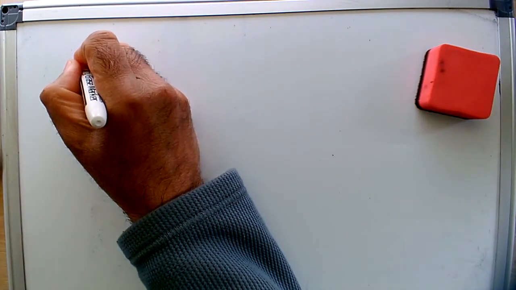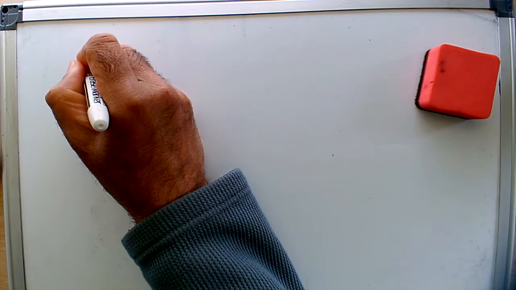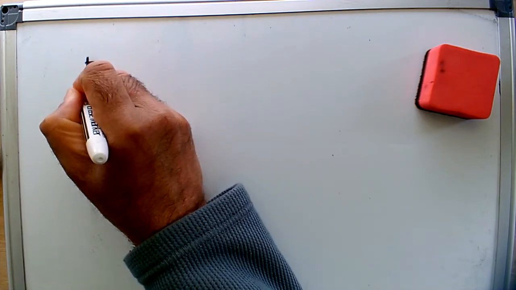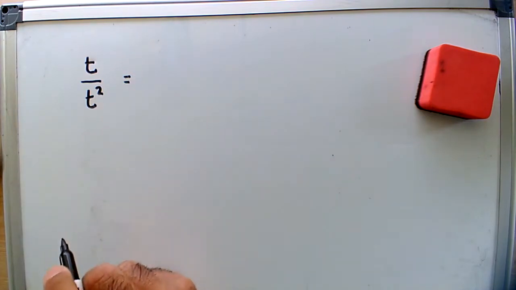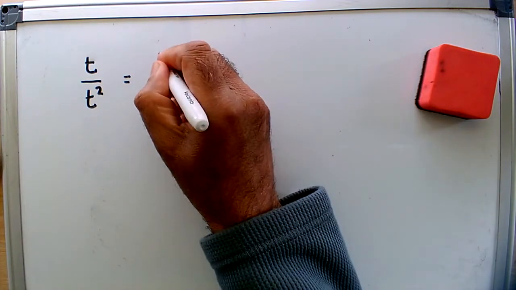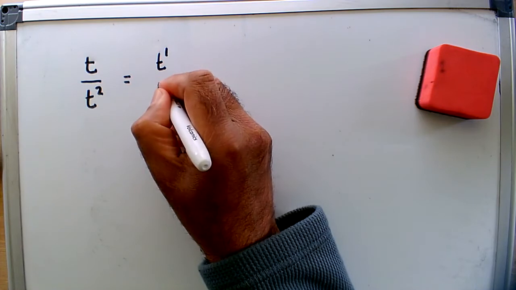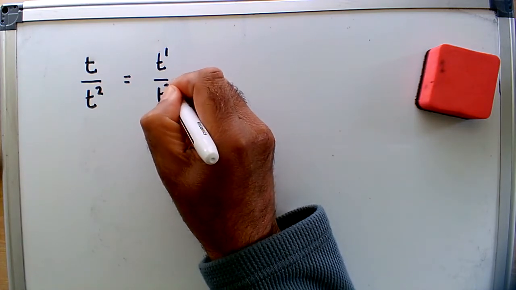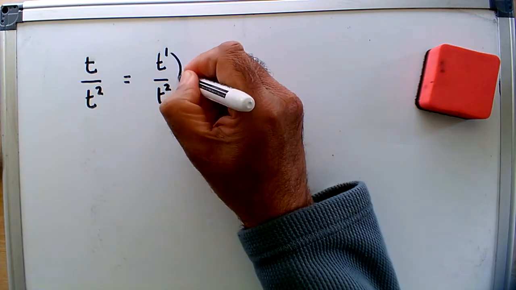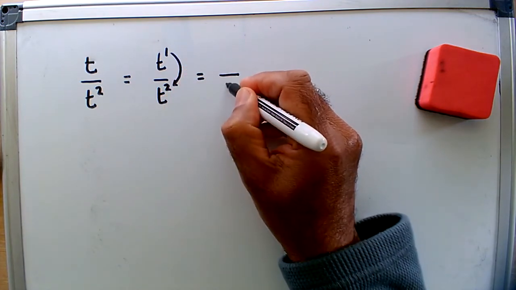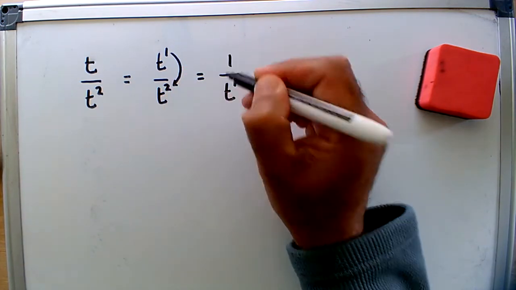So if I ask you, what is t divided by t to the power of 2? Well, you've got a t to the power of 1 on top over t to the power of 2 on the bottom. More on the bottom, so take 1 from 2, so I'm left with t to the power of 1 on the bottom.